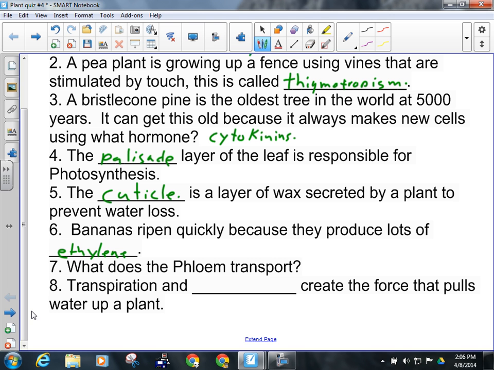Xylem transports water, phloem transports what's in the sap? Sugar. Okay, number 8. Transpiration and blank create the force that pulls water up a plant. As transpiration occurs, salt's left behind. What process helps balance the salt? Osmosis. All right, it's out of 8. Give them a mark out of 8. Let them see it. And then put it in the box here.